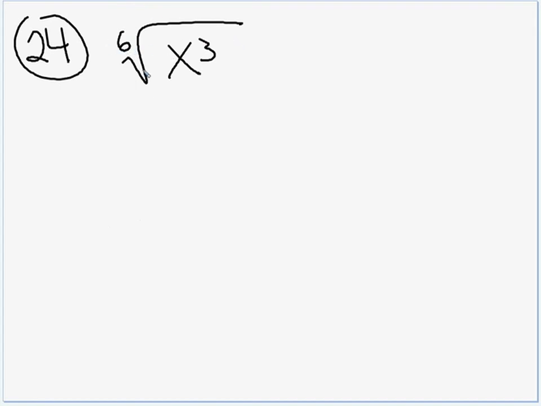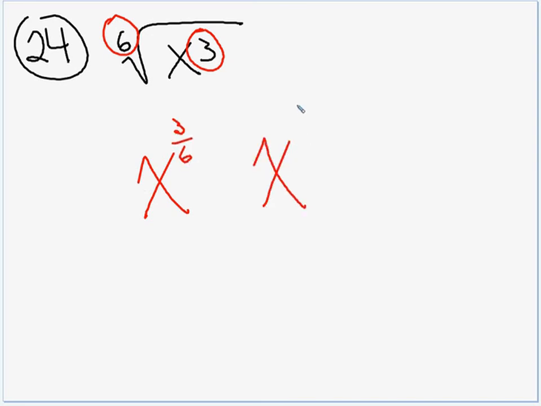24, the sixth root of x to the third. And it did say simplify, so let's see what we can do. If we write it as a rational exponent, x to a fractional power, numerator, denominator. Ooh, look at that, 3/6. That looks like something that can be reduced. 3/6 is the same as 1/2. And if we wanted to put it back into radical form, that would be just the square root of x.